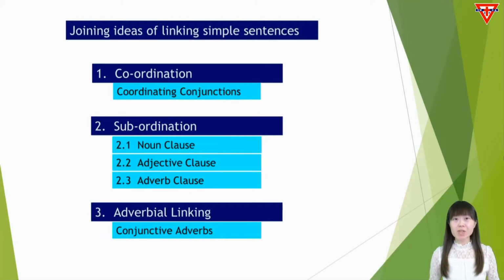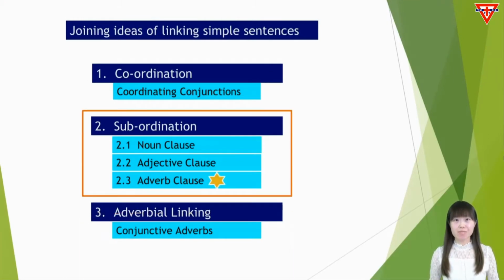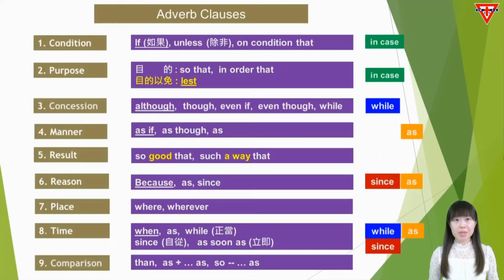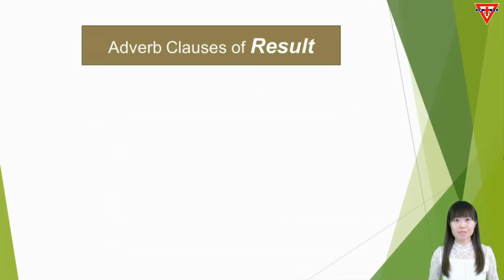Today we will continue to talk about adverb clauses. As we keep saying, there are 9 types of adverb clauses. Each type has its own conjunctions, and each conjunction carries slight differences in meaning or usage. In this video, we will look at some conjunctions used in the last 5 types of adverb clauses.